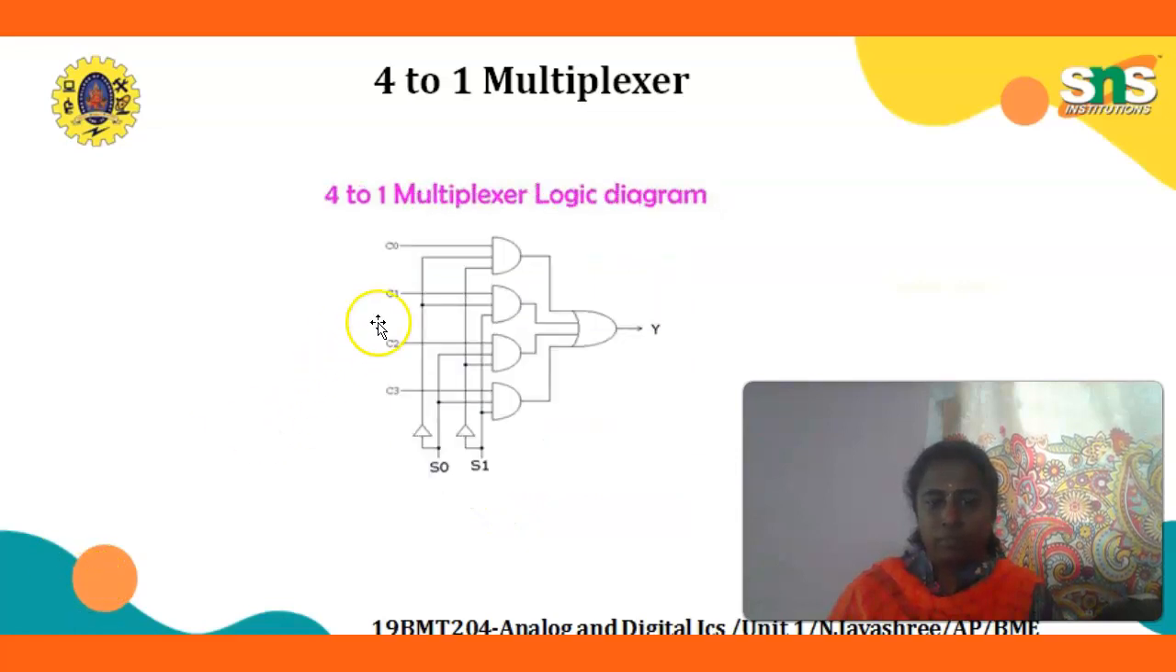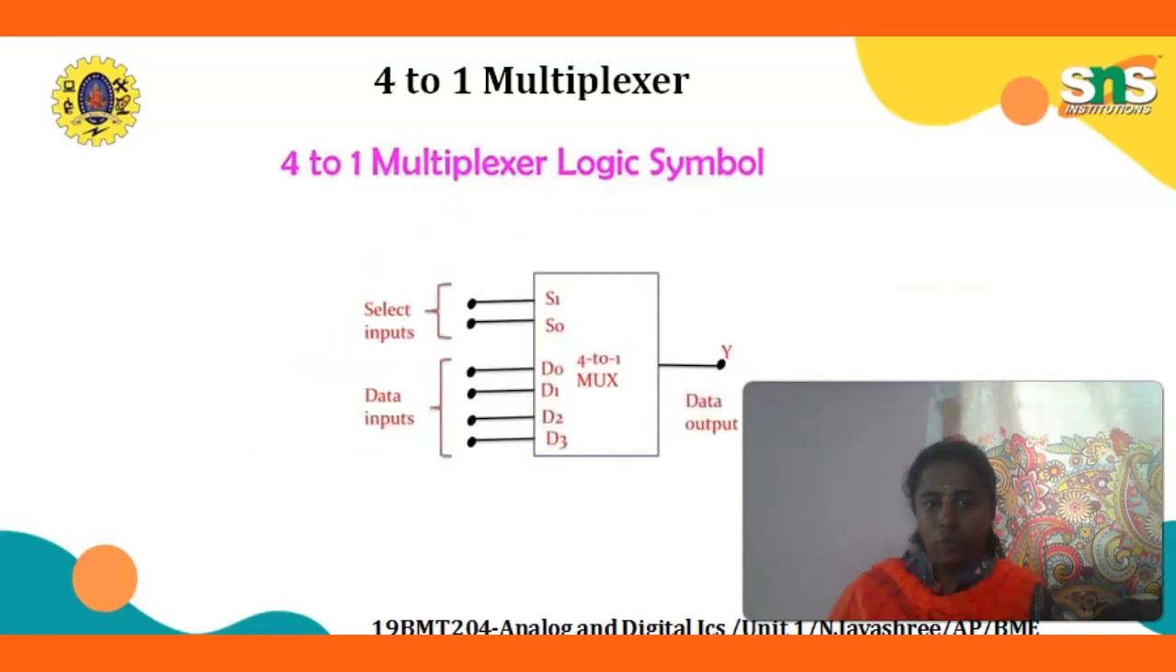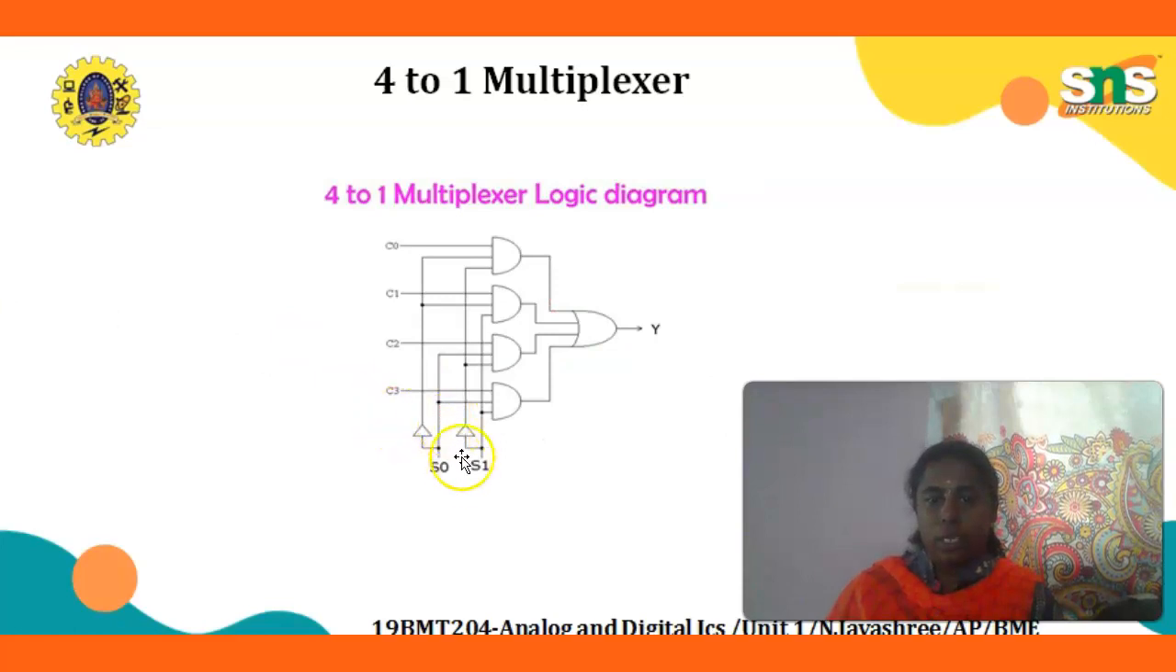Similarly here, this function is performing. First case is 0, 0, the output is D0. And second case is 0, 1, the output is C2. And third case is 1, 0, the output is D1. Next 1, 1, the output is D0.